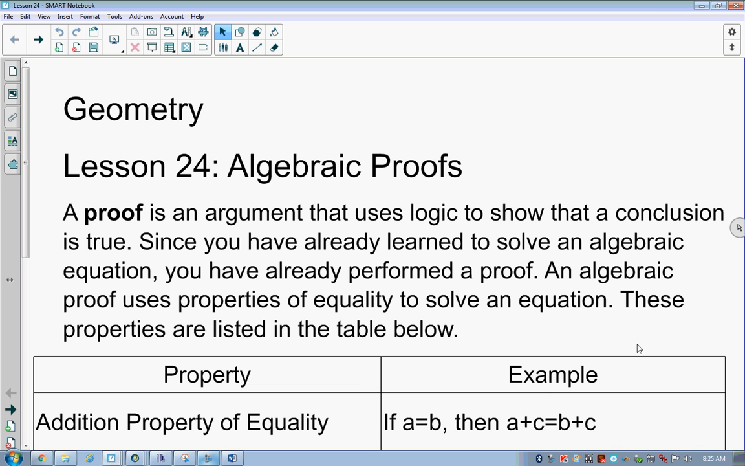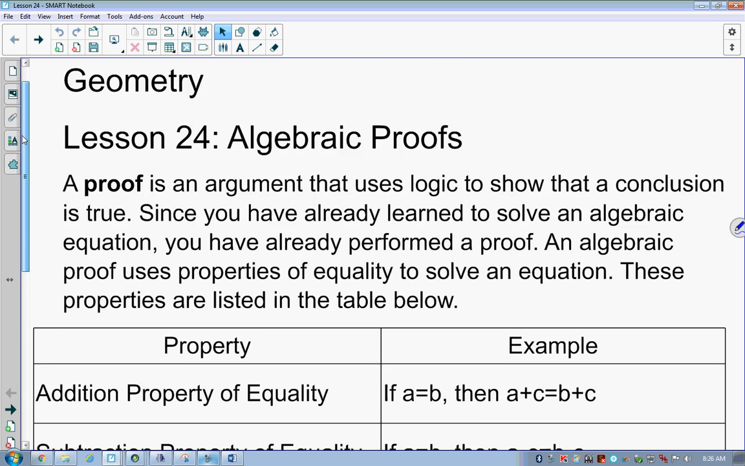So whenever we say, hey, I'm going to add this to both sides, what we're going to write down is the addition property of equality. Whenever I say, hey, I'm going to subtract this from both sides, subtraction property of equality, you begin to get the gist, right? That's all that's really taking place here. An algebraic proof uses properties of equality to solve an equation. These properties are listed here below and should be things that we're fairly familiar with.